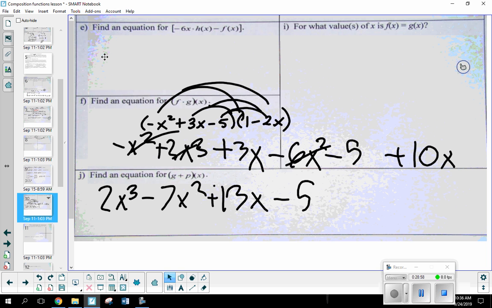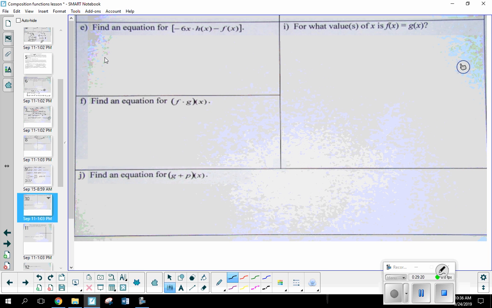Onward and upward. For what value or values of x is f of x equal to g of x? Okay, so this one, you're not performing an operation or even a composition with the functions. You're just setting up an equation. Graphically, you'd be looking for the intersection of the quadratic and the linear. But we're going to go ahead and do this by hand. So f of x, negative x squared plus 3x minus 5, equals g of x, 1 minus 2x.